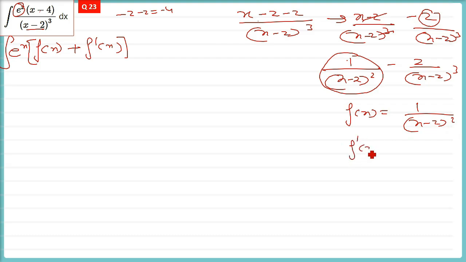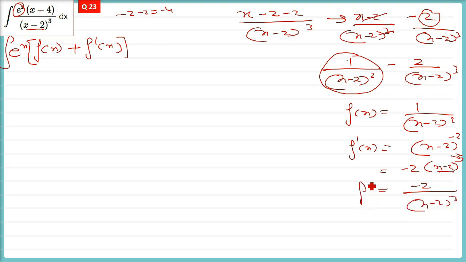Now when we differentiate this, we'll get x minus 2. If you take this upstairs, it will be x minus 2 to the power minus 2. So minus 2 into x minus 2 to the power minus 2 minus 1, where I am applying x to the power n minus 1. And then you have to differentiate x minus 2 also, and that will give you 1 only. So finally you have a negative 2, and in the denominator it will be x minus 2 whole cube. This is f dash x. This is the differentiation of 1 by x minus 2 whole square.